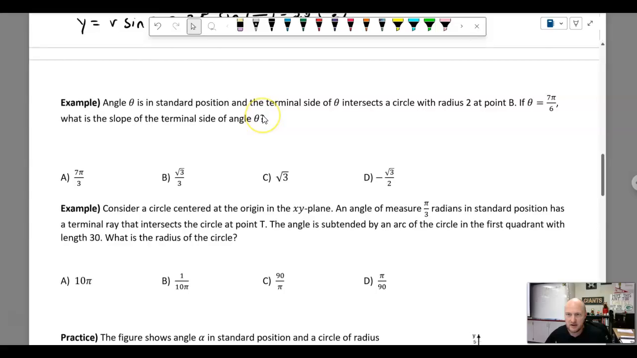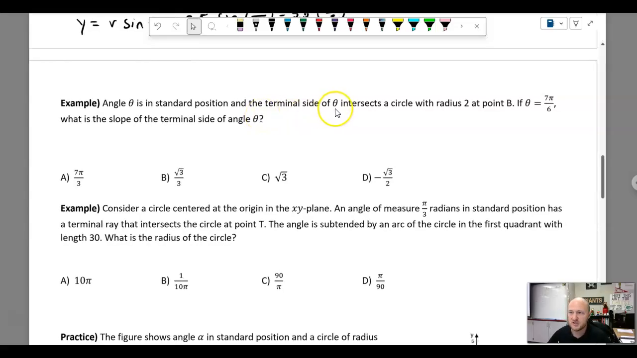Example 2: the angle theta in standard position, with the terminal side of theta intersecting a circle with a radius of 2 at point B. Okay? Anytime they give me a radius in a problem, I'm underlining it. I'm writing off to the side, hey, r equals that value. Ooh, if theta equals, they gave me this angle. Usually in trig problems, these are like gold. These are the things that you need. You need theta and you need r. Okay? What's the radius? What's the angle?